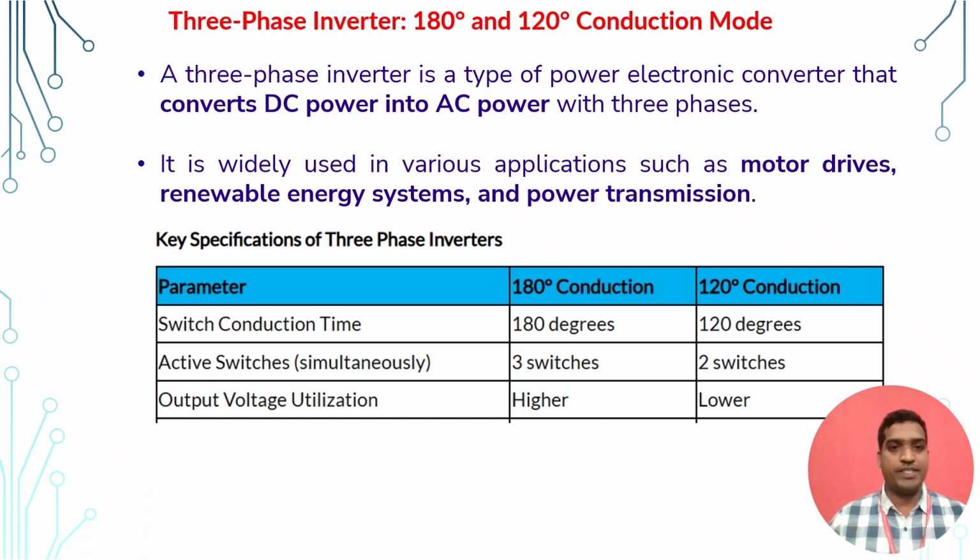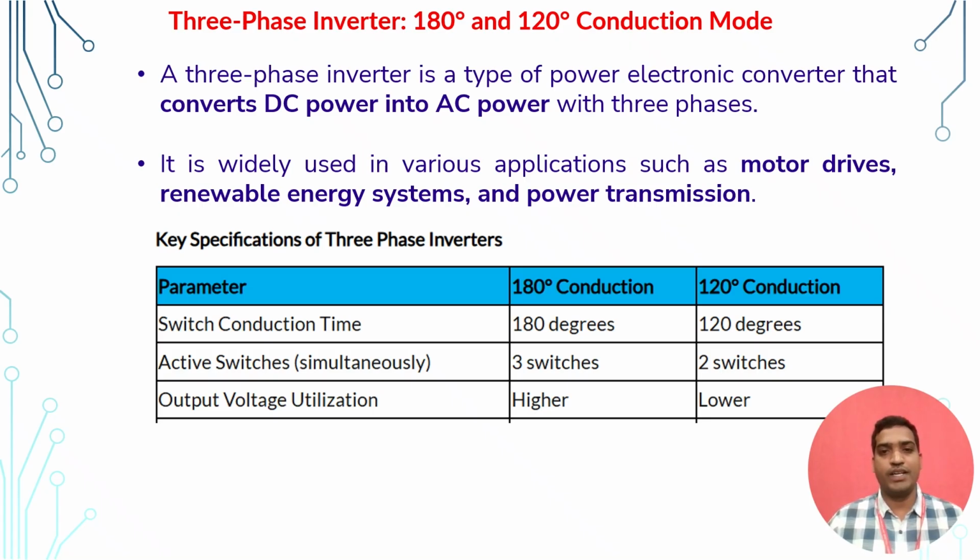So coming to the three-phase inverters. A three-phase inverter is a type of power electronic converter that converts DC power into AC power. Here we talk about a three-phase inverter, so the output has three phases which are connected to the three-phase load. It is widely used in several applications, mainly in motor drives, renewable energy systems and power transmission.